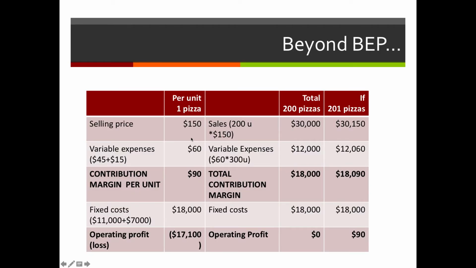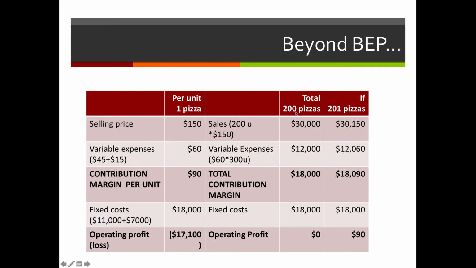If that's true, 150 times 200 leads you to 30,000 pesos. The variable expenses, those 60 per unit times 200 units, are 12,000 pesos. So the contribution margin is 18,000 pesos. Remember, your contribution margin is equal to your fixed cost, so your operating profit is zero.